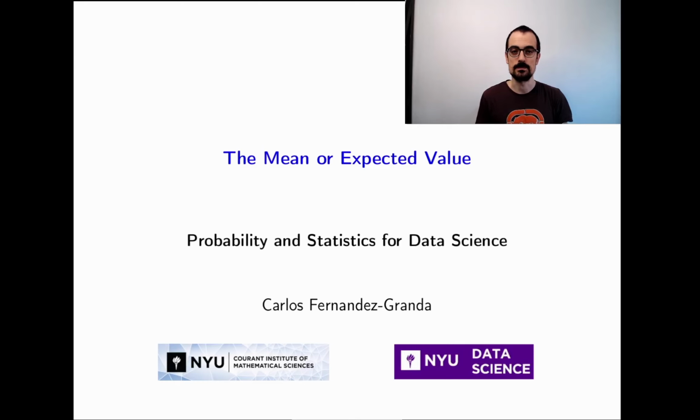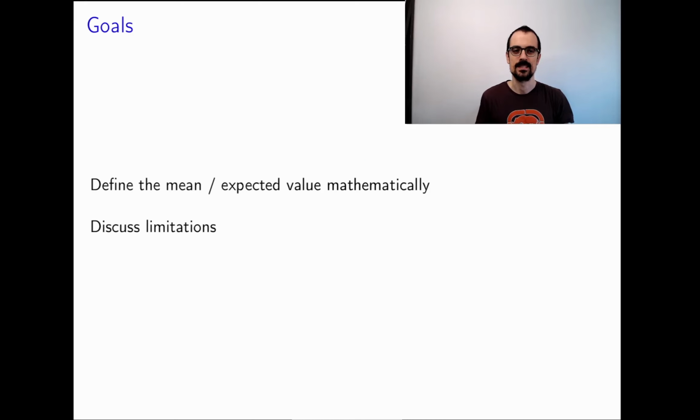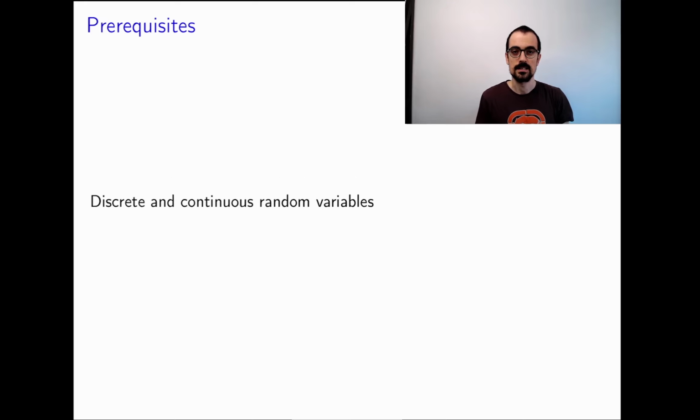Today we're going to talk about the mean or expected value. The goal is to define the mean mathematically and to discuss its limitations. The prerequisites for this material are discrete and continuous random variables.